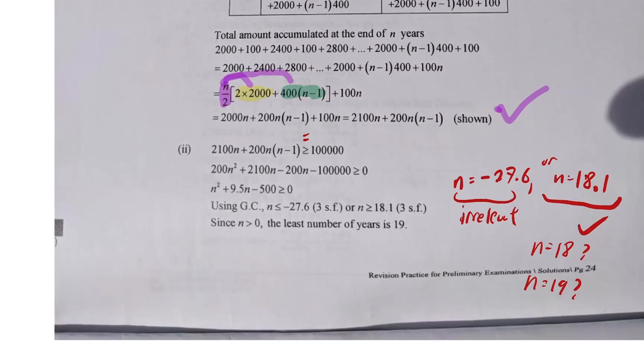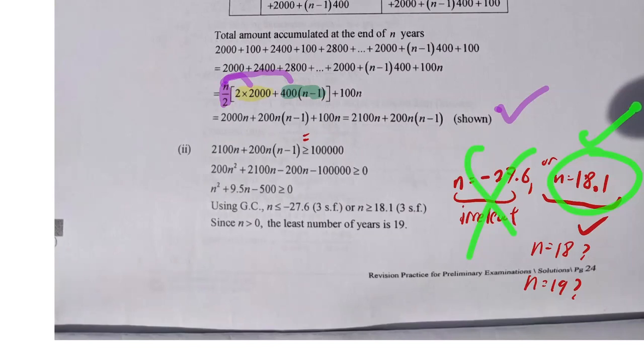Do you understand what's going on? Take the answer from part one, equate to 100,000, solve for n. You get a quadratic equation. Then you get these two answers, right? This one obviously reject. You get 18.1. Your final answer, n, is referring to the number of years you put in. You cannot cancel the plan halfway, so you must complete the year. In other words, n must be what kind of number? Integer. 0.7 years, 0.8, no, cannot be decimal. So it must be an integer, whole numbers.